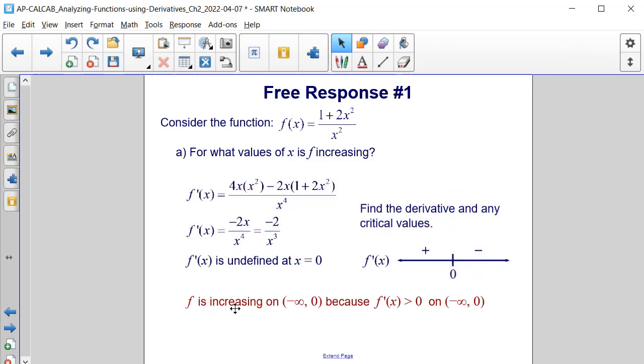Therefore, we know that f is increasing when the first derivative gave us a positive value, so on the interval from negative infinity to 0, because f prime of x is greater than 0 on that interval.